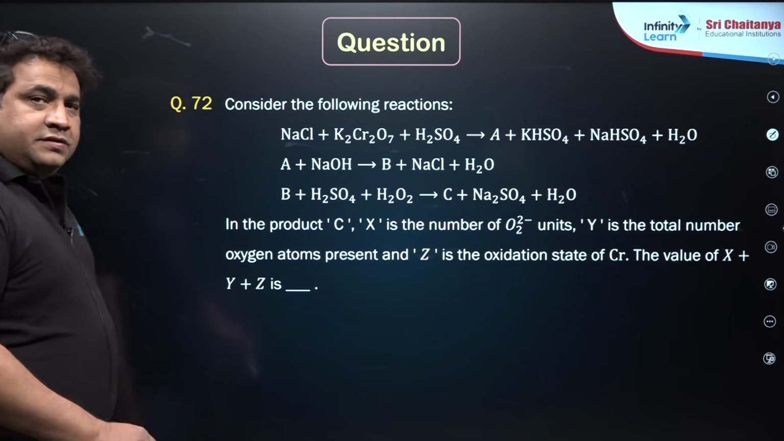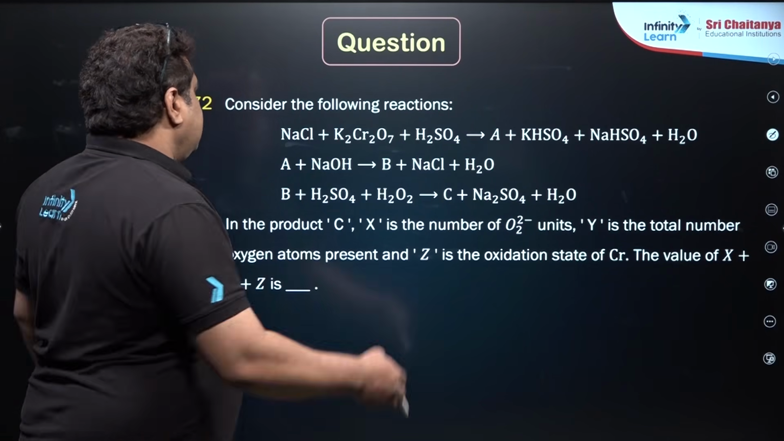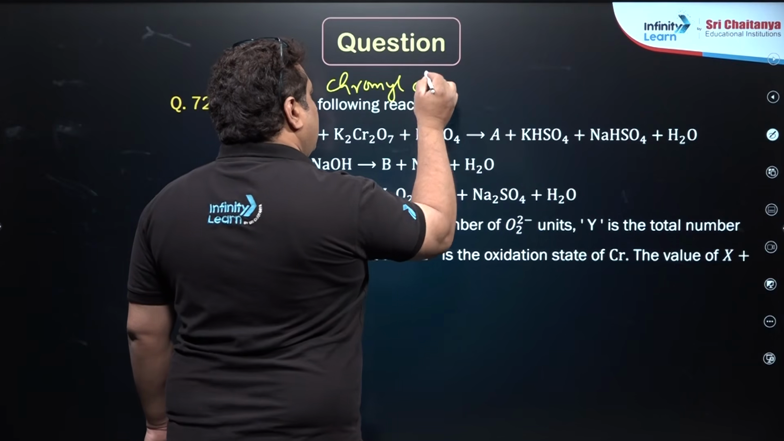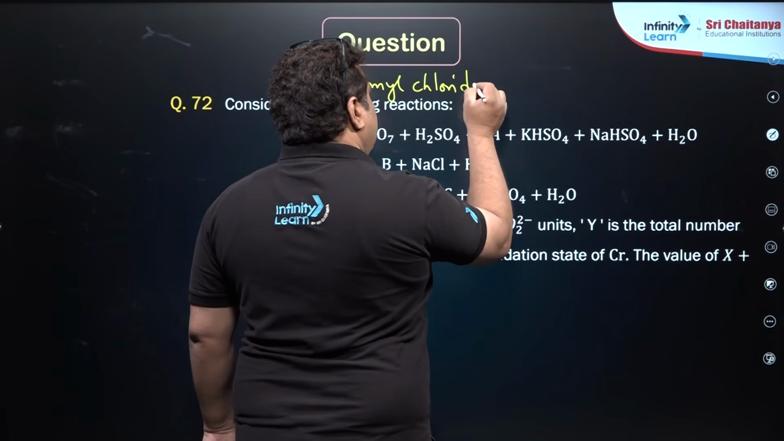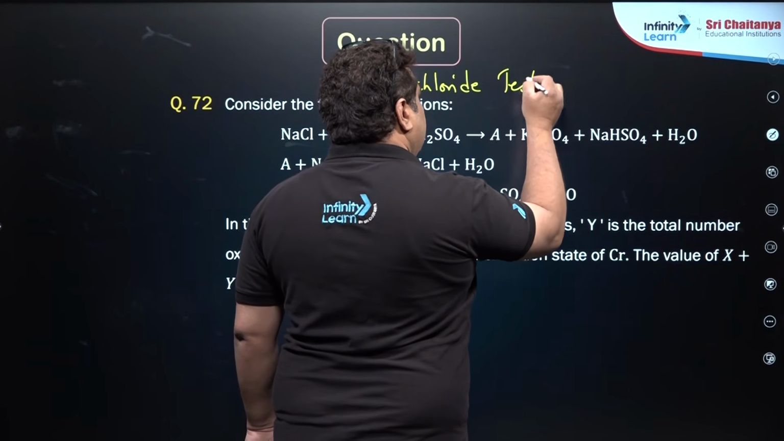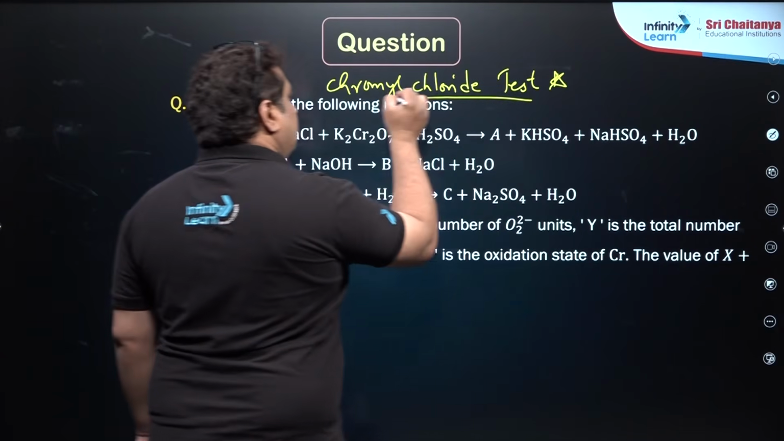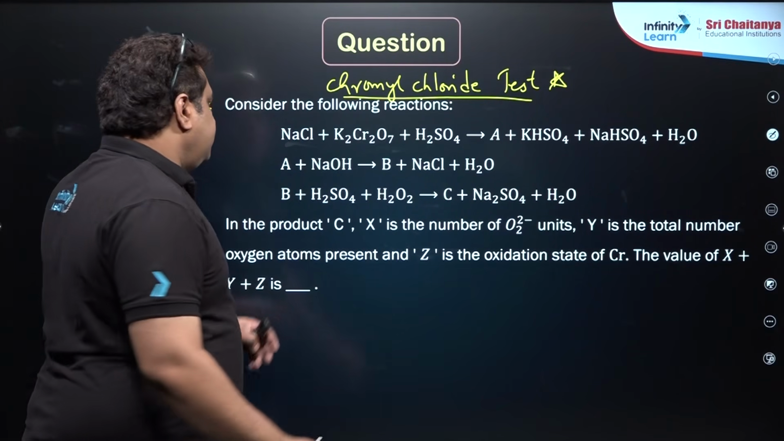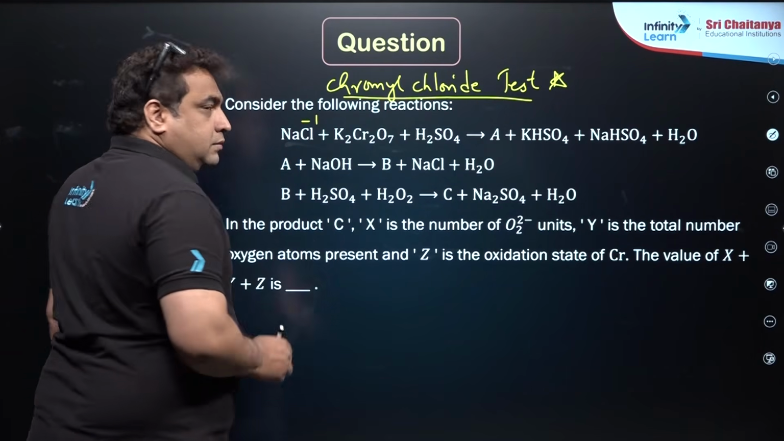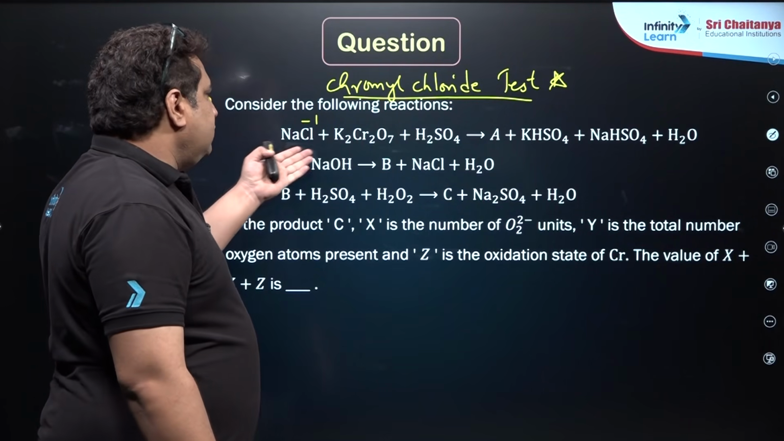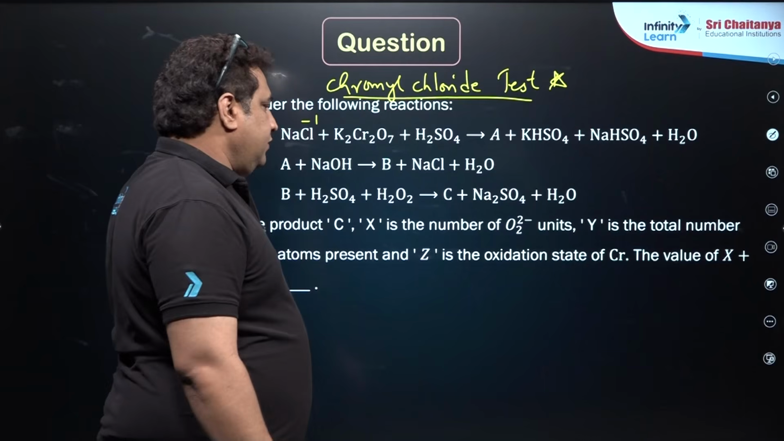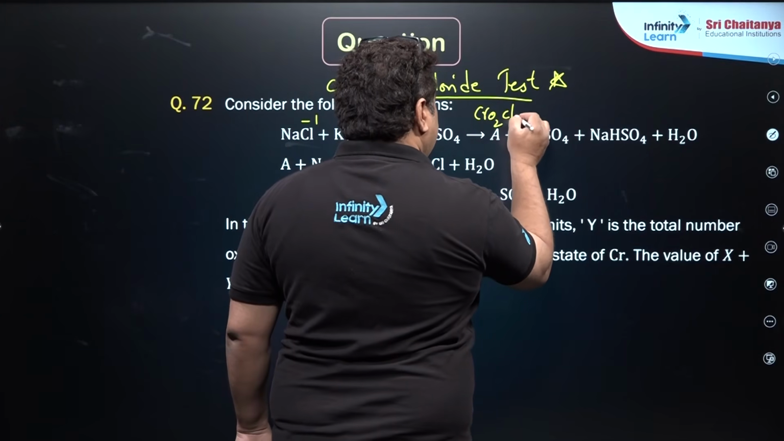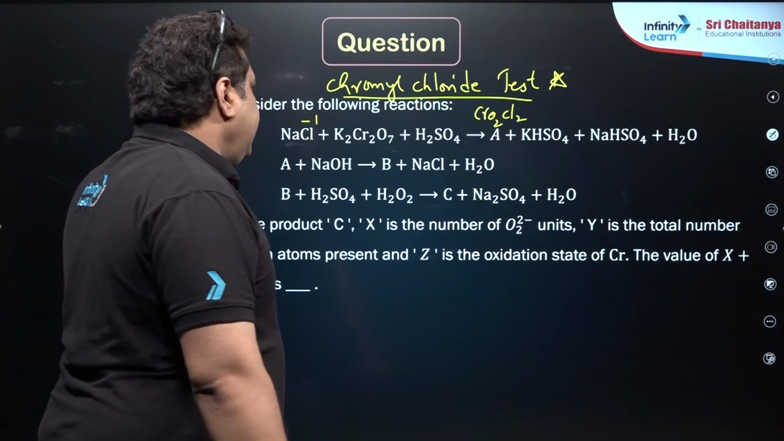Next, another easy question. Everybody should know that this test is very famously called the chromyl chloride test, where orange color vapors are obtained. So, this is the test for chloride actually. Chloride ions, when you treat with potassium dichromate in sulfuric acid, give chromyl chloride, CrO2Cl2, right.